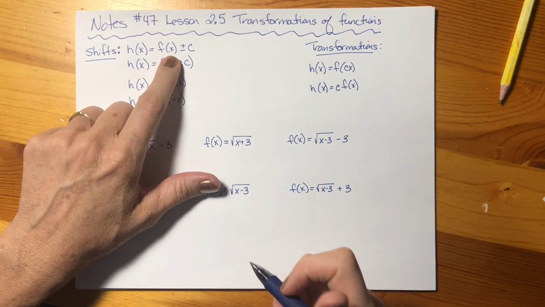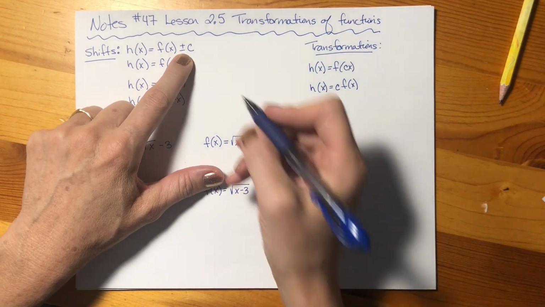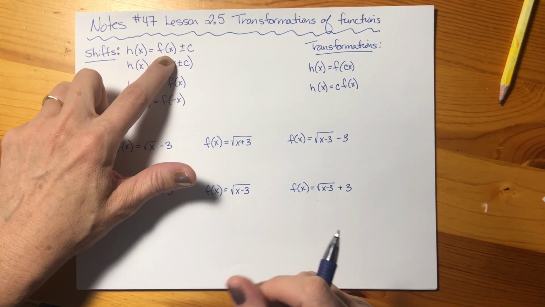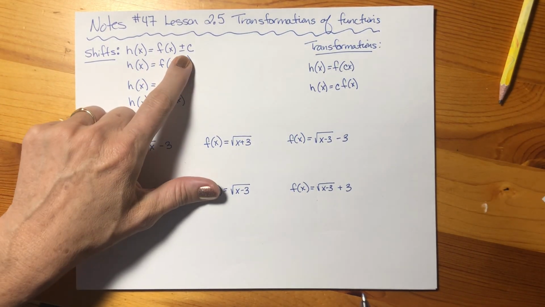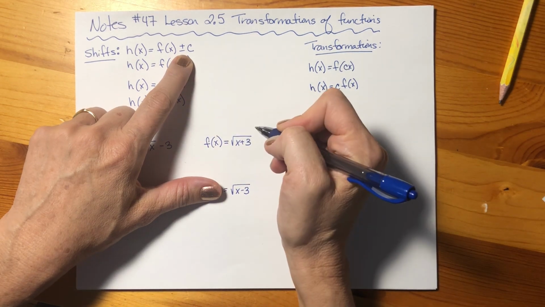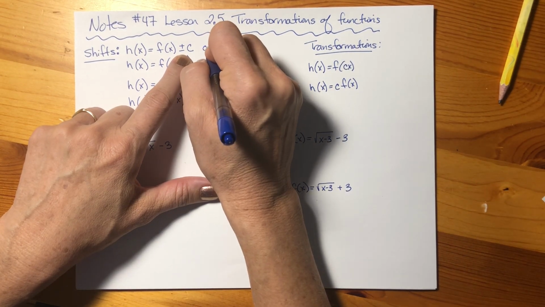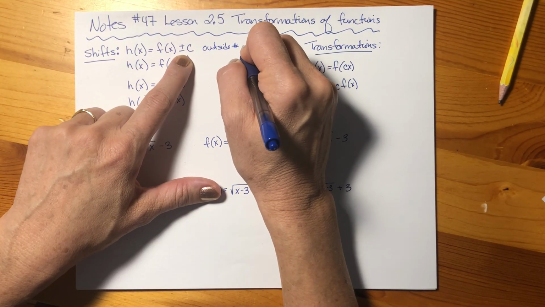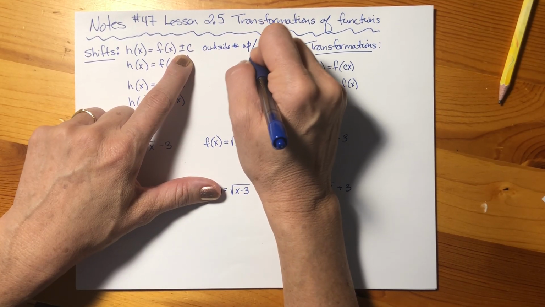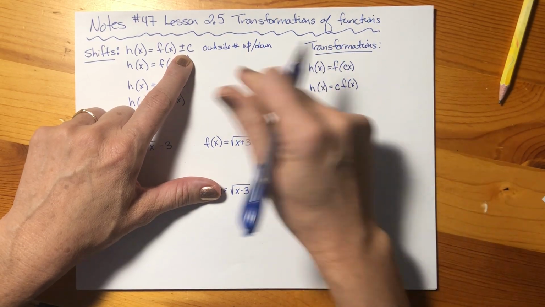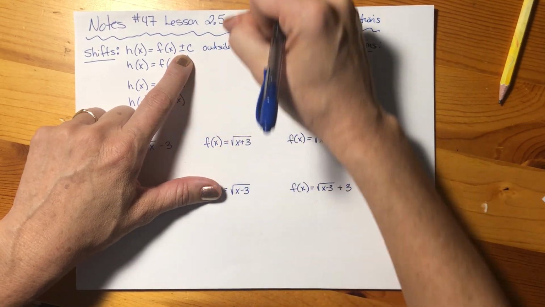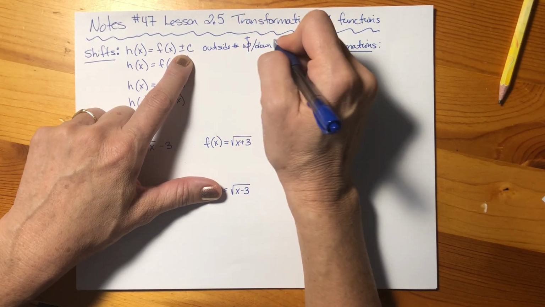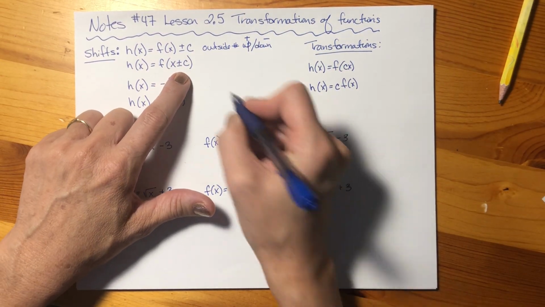Okay, so first off, we talked about a plus or minus on the outside. This is C. Imagine C is some constant and f of x is your function, and we're going to make some kind of transformation. So plus or minus C, that's an outside number, and that's going to move it up or down. Now, an outside number, say a plus 3, would move your function up 3, a minus 3 would move your function down. So a plus is going to move your function up, and a minus is going to move your function down.